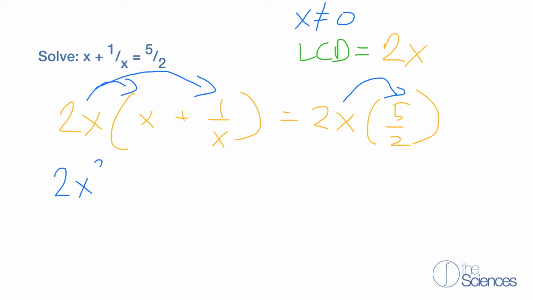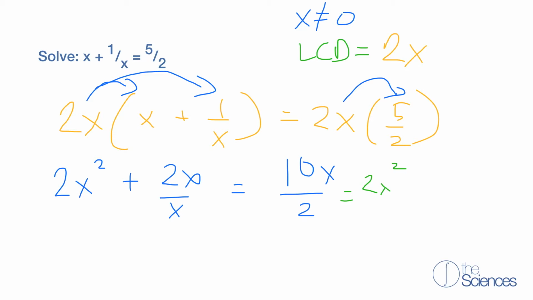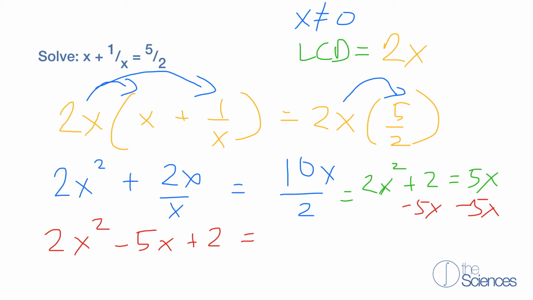So we get 2x squared plus 2x over x equals 10x over 2. So now what we have is 2x squared plus 2 equals 5x. So now we're going to move 5x to the left-hand side because it looks like we have a quadratic equation. So when we do that, we're going to subtract 5x from both sides. And we're going to have 2x squared minus 5x plus 2 equals 0.